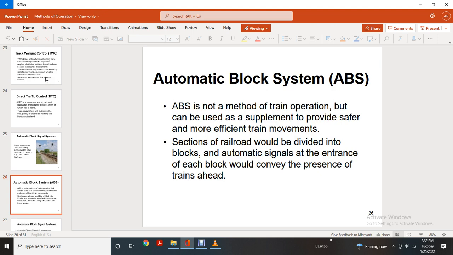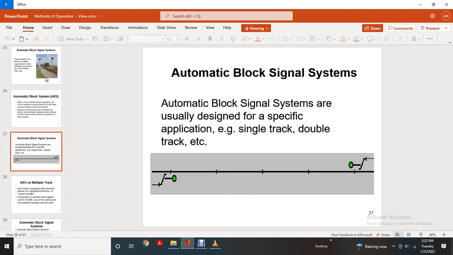Automatic block system. Automatic block system is a method of train operation that can be used as a supplement to provide safer and more efficient train movements. The section of the railroad is divided into blocks. Automatic signals ensure that each block conveys the presence of a train ahead. Automatic block signal systems are usually designed for specific applications, single or double track, etc.